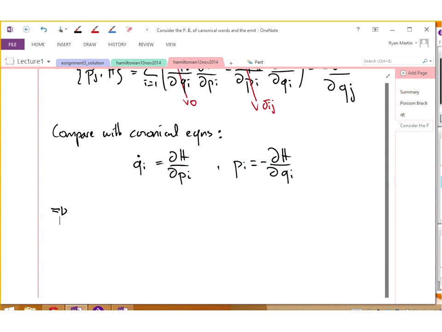So we find an alternative way to write the equations of motion using these Poisson brackets. So an alternative way is to say that the time derivative of Qi is given by the Poisson bracket of Qi with H. And the time derivative of Pi is given by the Poisson bracket of Pi with H.